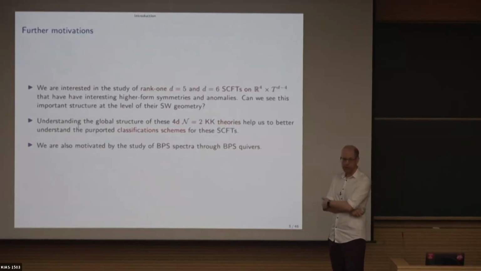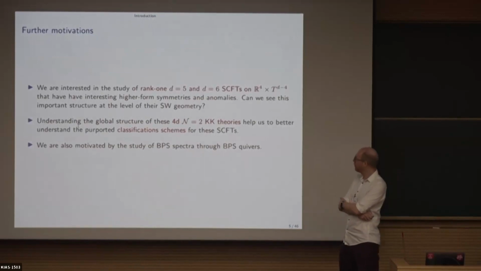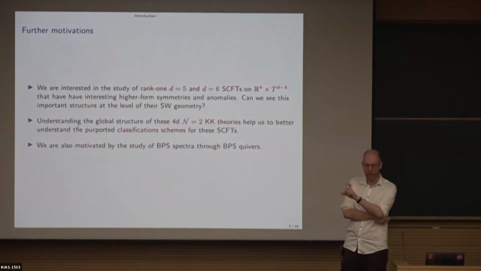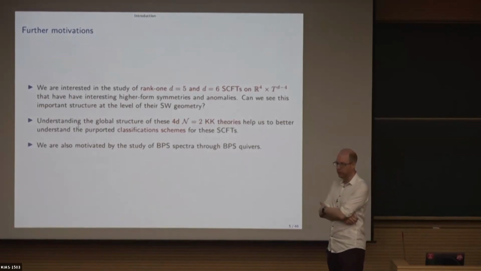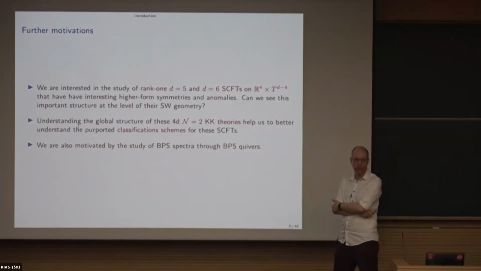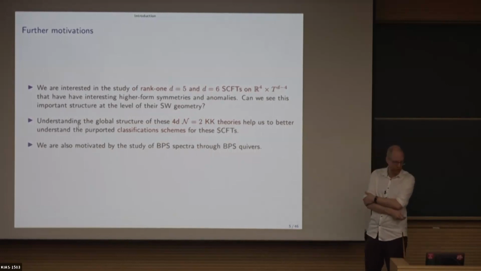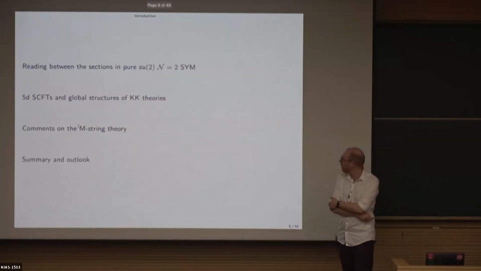There is further motivation that will be the last part of the talk, which is related to the study of higher rank SCFTs, 5D SCFTs in particular. There you can compactify them on a circle or on a torus, the 6D theory on a torus as well, and then you would have again an effective 4D N equals 2 description of Seiberg-Witten type. And then you can ask the same questions in those higher dimensional theories. One motivation for us was also to clarify some purported classification schemes in the literature. I will also briefly discuss the question of BPS quivers for these theories.